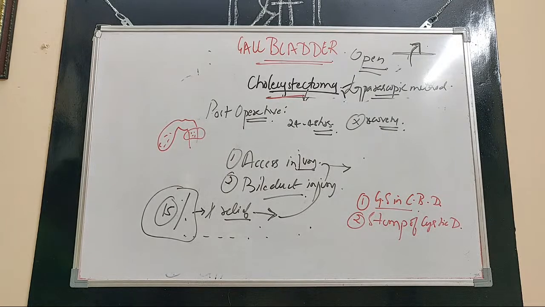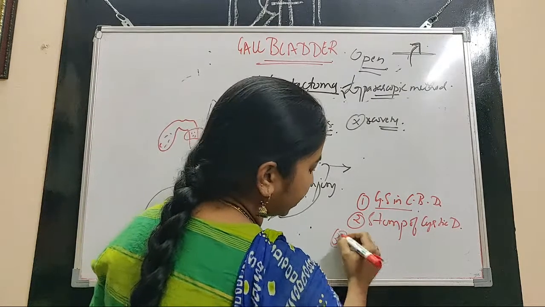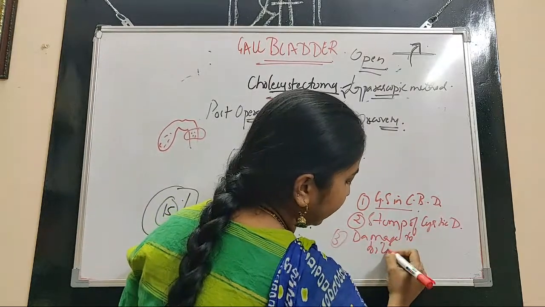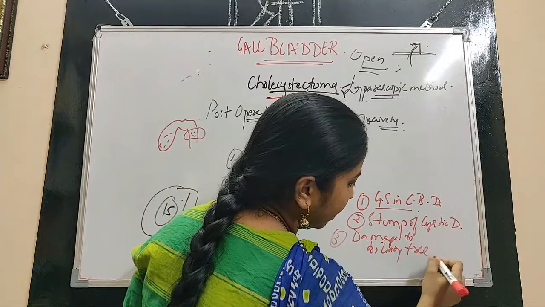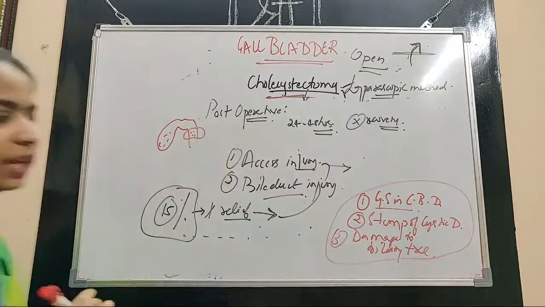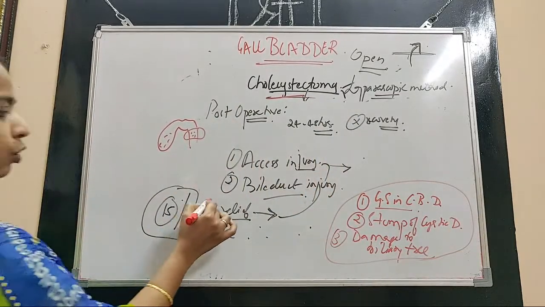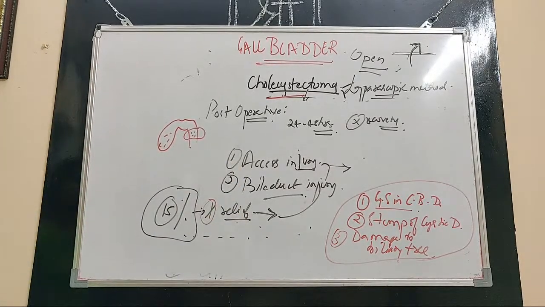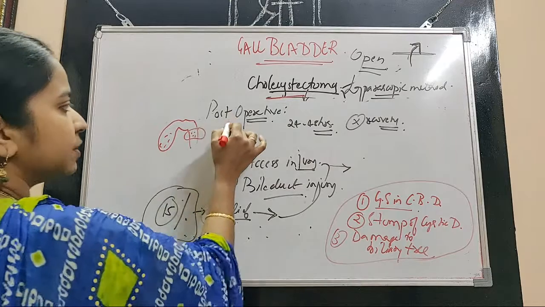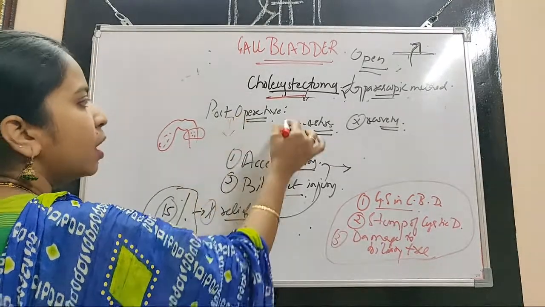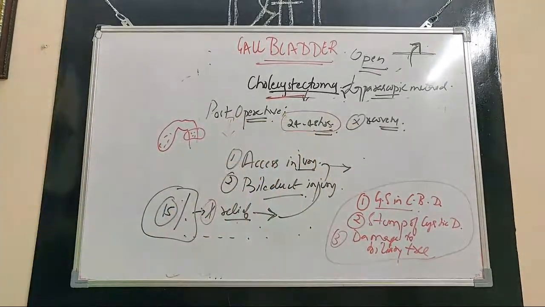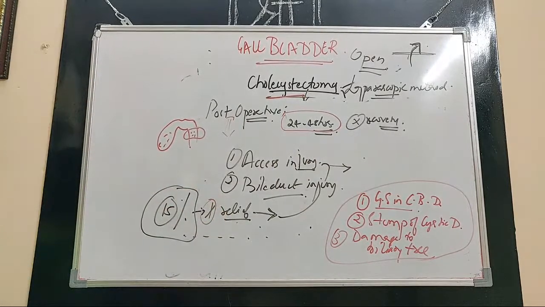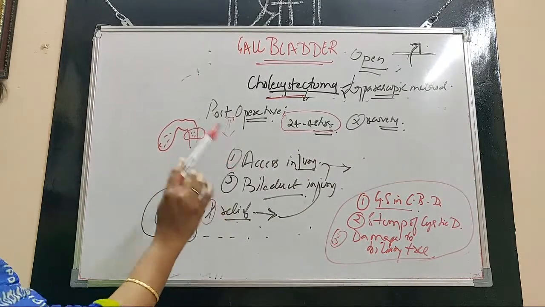Now the third thing is, suppose during the operation you have caused any damage to the biliary tree. In all these three cases, there will be no relief even after a cholecystectomy. So this is something that has to be observed in the post-operative time beyond 48 hours. It is very important to observe the patients to judge the success of the operative procedure.